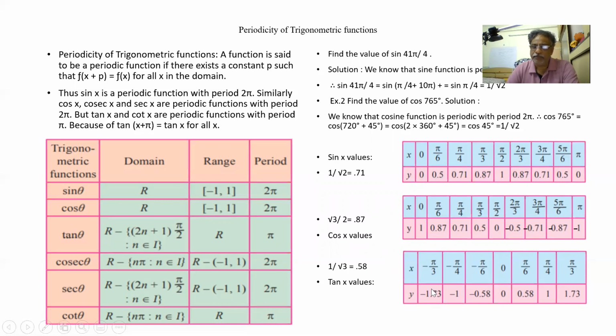What is this 0.58? 0.58 is 1 by root 3. This is tan 30; tan 30 is 1 by root 3. But we should remember the quadrant, for example the fourth quadrant, where it is negative. So let us not bother about 0.58 or 0.71. 1.73 is nothing but root 3. So let us remember root 3, 1 by root 2, root 3 by 2, like that only.